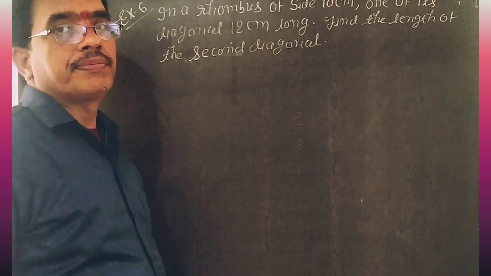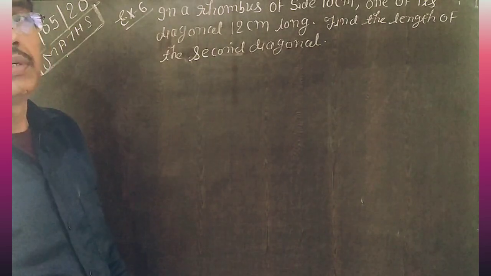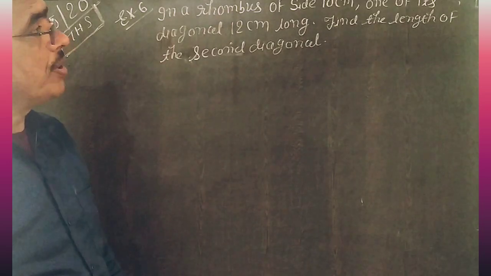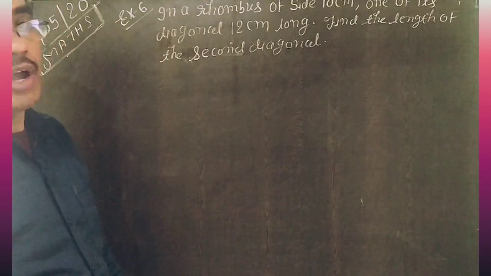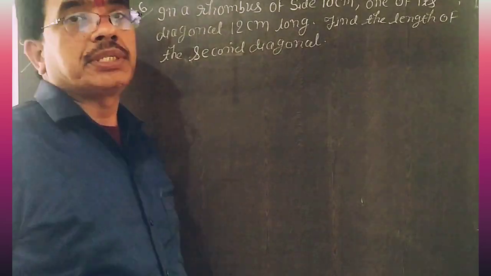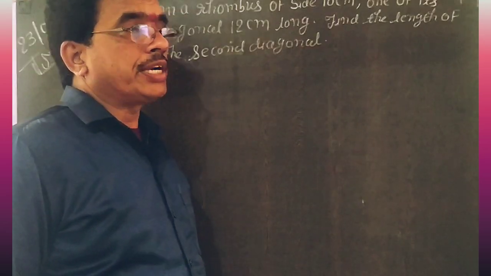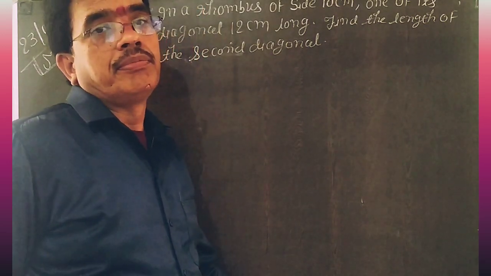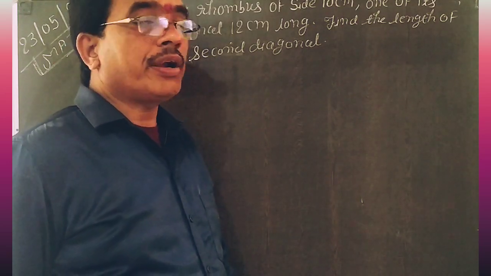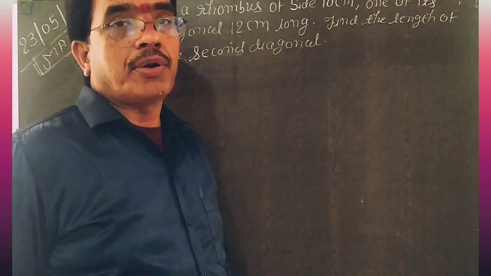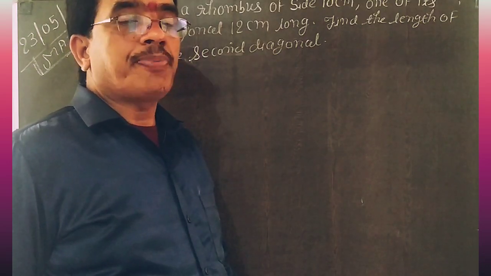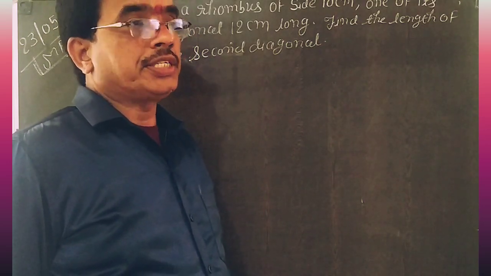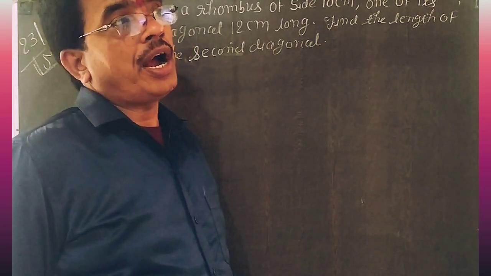Question number 6. In a rhombus of side 10 cm, one of its diagonals is 12 cm long, find the length of the second diagonal. First, what is a rhombus? A rhombus is a parallelogram in which all sides have equal length, and the other property of a rhombus is that its diagonals bisect each other at right angle. There are two properties in the rhombus. First, it is a parallelogram and all sides have equal length. Second, its diagonals bisect each other at right angle.